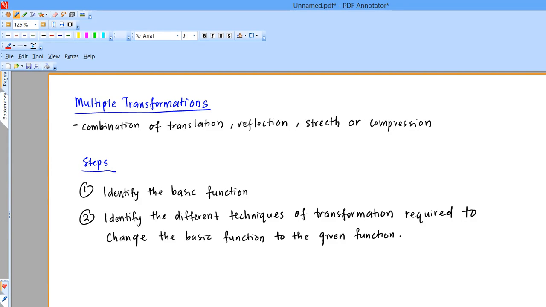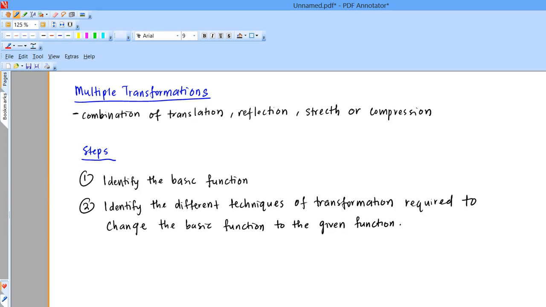Hi student, in this video I will show you how to sketch graphs when we have multiple transformations. We have two steps. The first one, we need to identify the basic function, and the second one, we need to identify the different techniques of transformation. So now let's move to the first example.